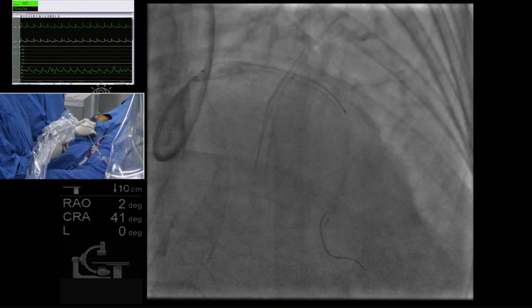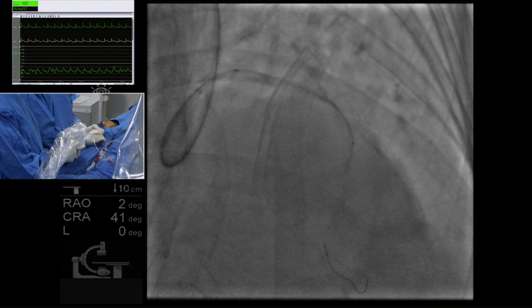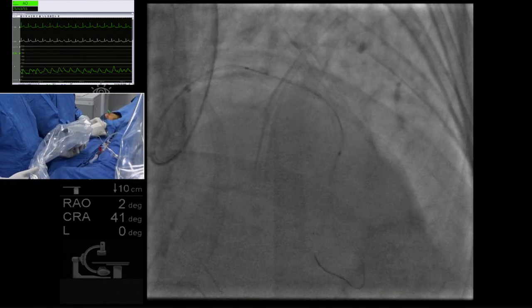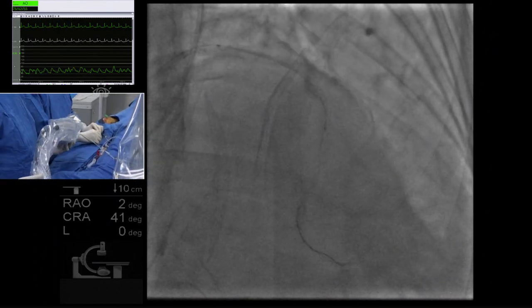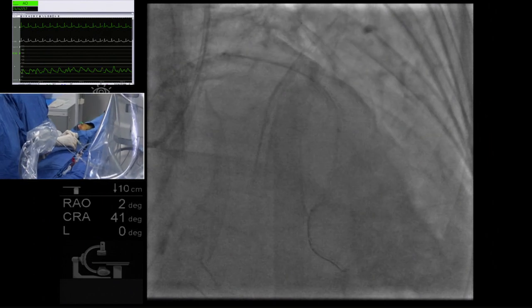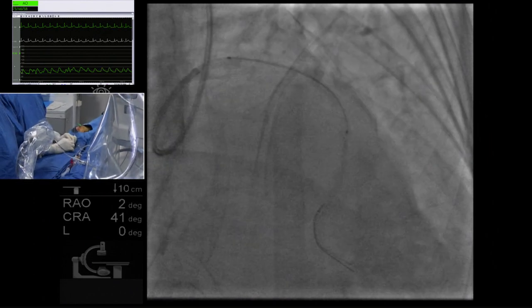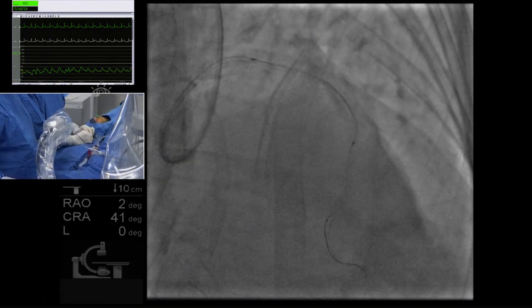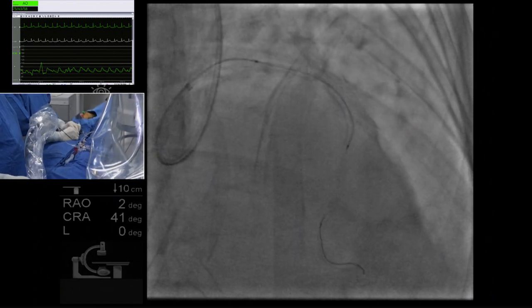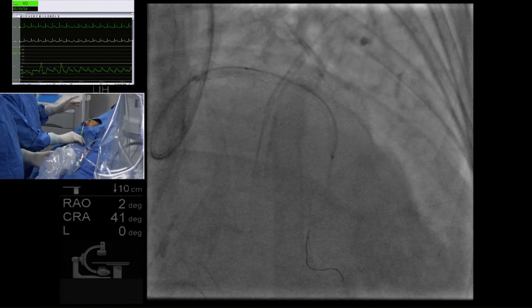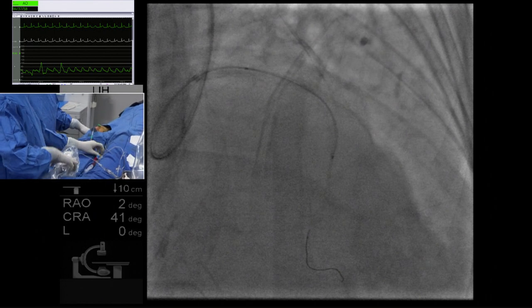Internal calcium. And my sequence usually is rotational atherectomy followed by IVL. The problem with IVL is that the device is very high profile and usually doesn't work when you don't need it. Go to AP caudal.